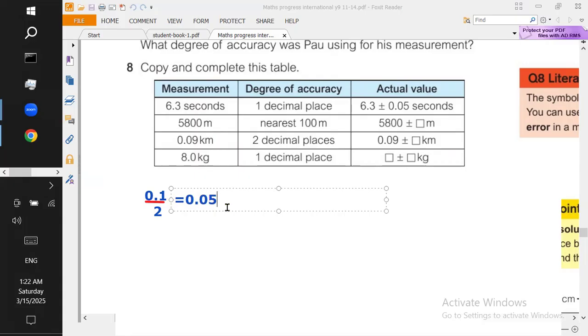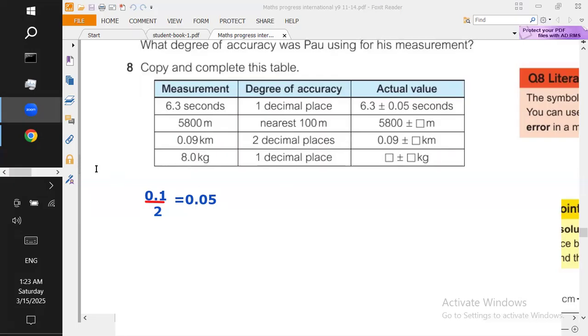Now, after getting the absolute error, I'm going to add it and subtract it to the original to get the upper and lower bound. So as we did here, 6.3 plus minus 0.05, which is the absolute error. This idea is very important. We always divide by 2 because we have upper and lower bound. So the whole idea of upper and lower bound is having two things. That's why we take the value and divide it by 2.